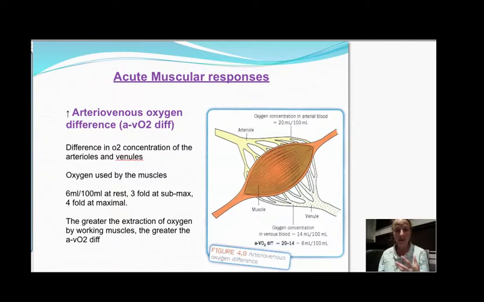When we exercise, the muscles do a better job at taking more oxygen out of the blood. So at exercise, it increases threefold at submaximal intensity and increases up to fourfold at maximal intensity.